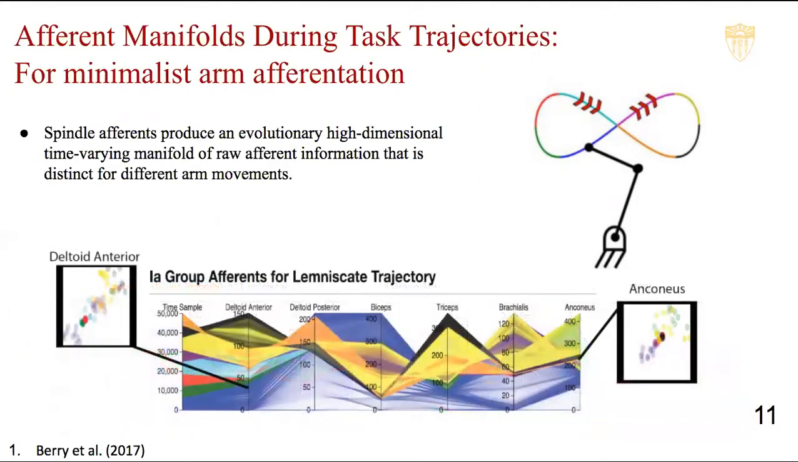Here is a closer look at the entirety of the 1A group afferents. The shadow boxes to the left and right of the manifold are scaled down sample snapshots of the data for the deltoid anterior and anconeus muscles, ultimately revealing their specific cluster ranges. These cluster ranges are what we'll be performing our data analysis on.